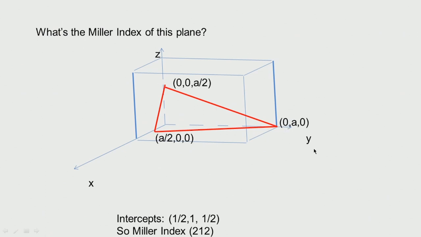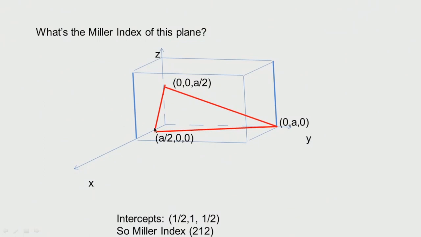You understand? So it is quite simple, it is not very difficult. We need to see where the plane cuts in the x and y and z axis, and then we take the reciprocal and make it into whole number. So we can have negative situation also, when the plane cuts x in the negative direction, or it cuts the y in the negative direction, or z also in the negative direction. So if we have negative and we take a reciprocal, we may have to put a dash on top of it to indicate that it is a negative.